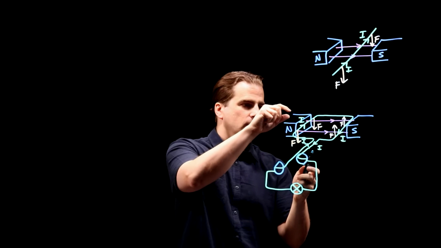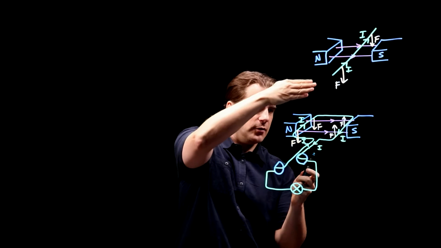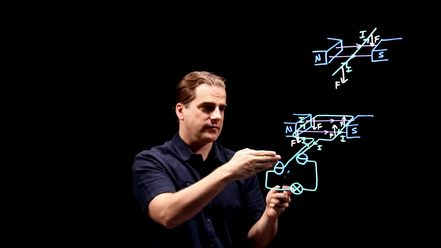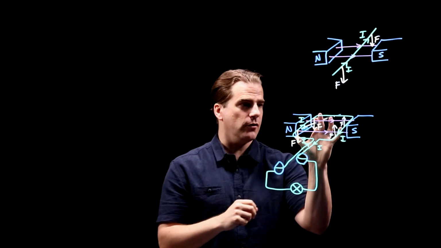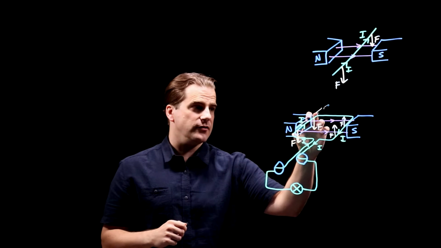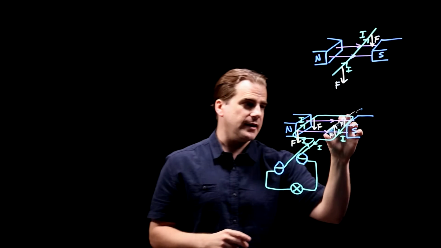Same thing here. Because this wire is moving down through the magnetic field lines and cutting them, the magnetic field in that part of the wire is changing. Therefore, a potential difference is induced and therefore a current flows. Same for this bit.